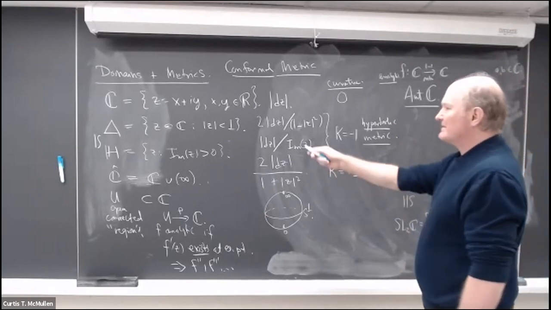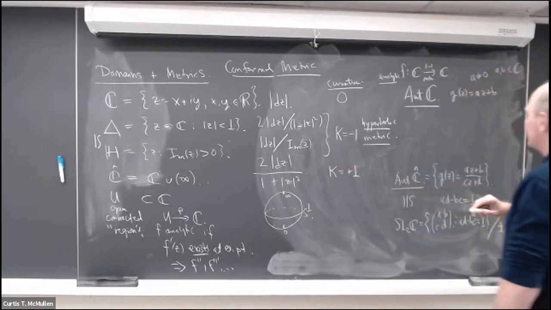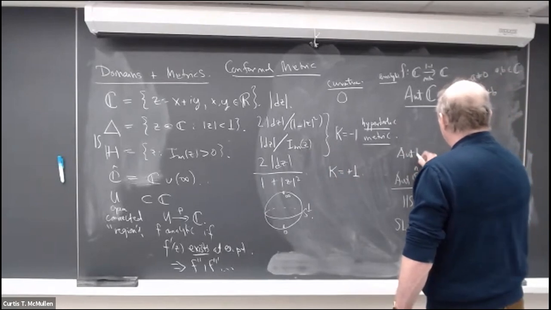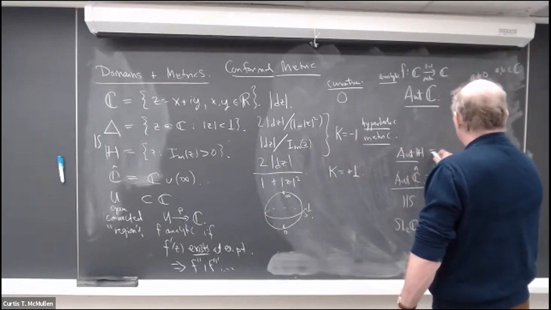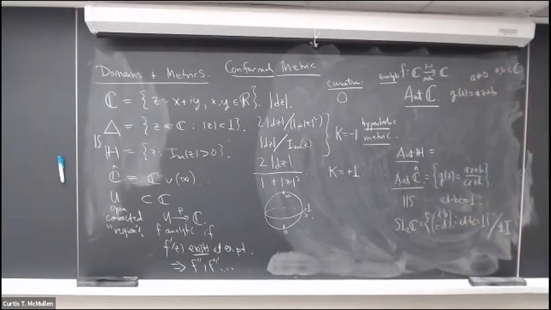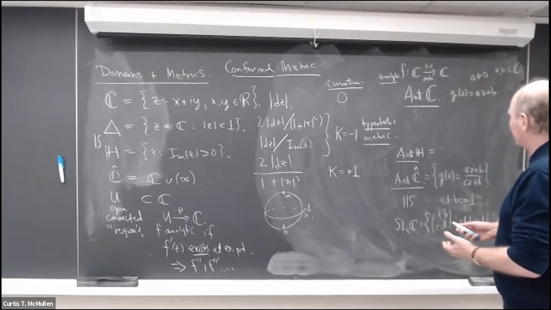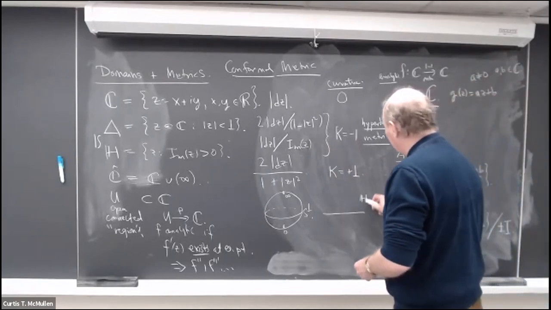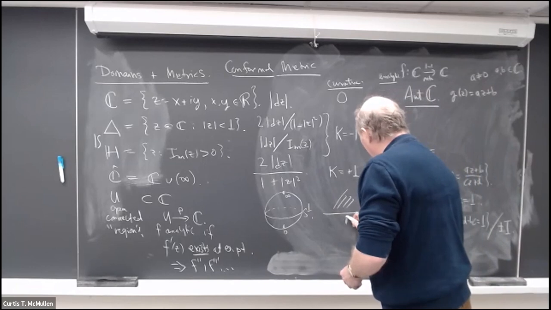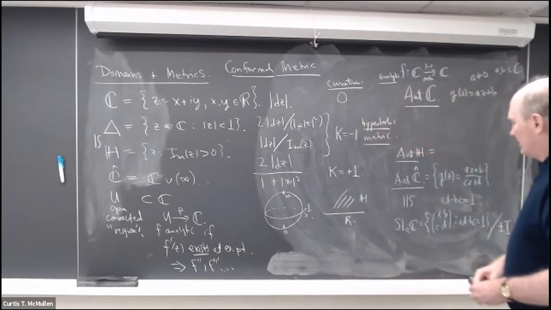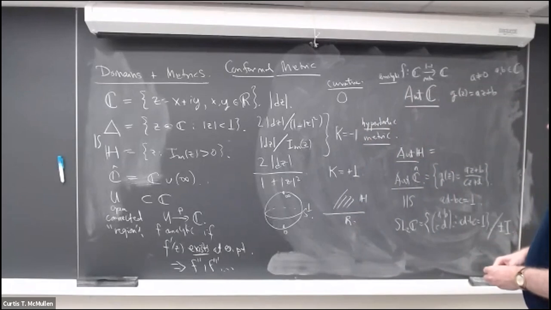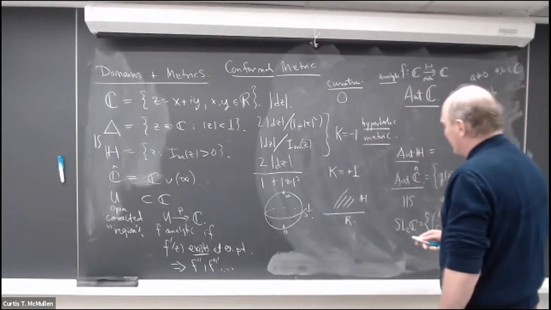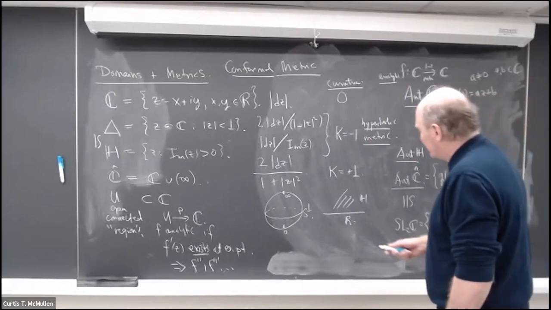Now, the automorphisms of the upper half plane and of the unit disk are a little bit subtler. The automorphisms of the upper half plane turn out to be the Mobius transformations with real coefficients. And you can guess that because the upper half plane is bounded by the real axis. And so you want Mobius transformations that send the real axis to itself because they have to preserve the boundary. And you might think that that's the only condition that's required.